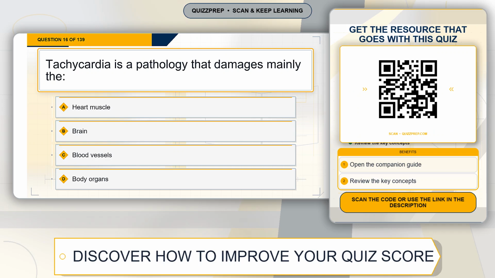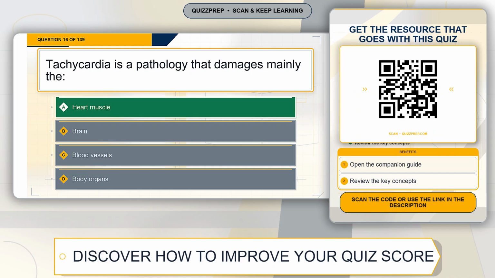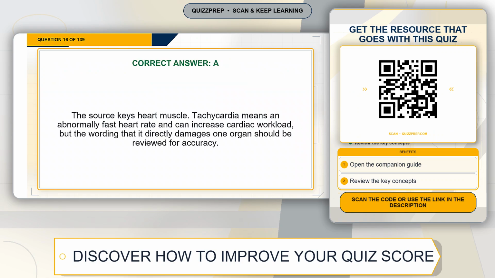Question 16. Tachycardia is a pathology that damages mainly the Option A, heart muscle. Option B, brain. Option C, blood vessels. Option D, body organs. The correct answer is option A, heart muscle. Explanation. The source keys heart muscle. Tachycardia means an abnormally fast heart rate and can increase cardiac workload, but the wording that it directly damages one organ should be reviewed for accuracy.